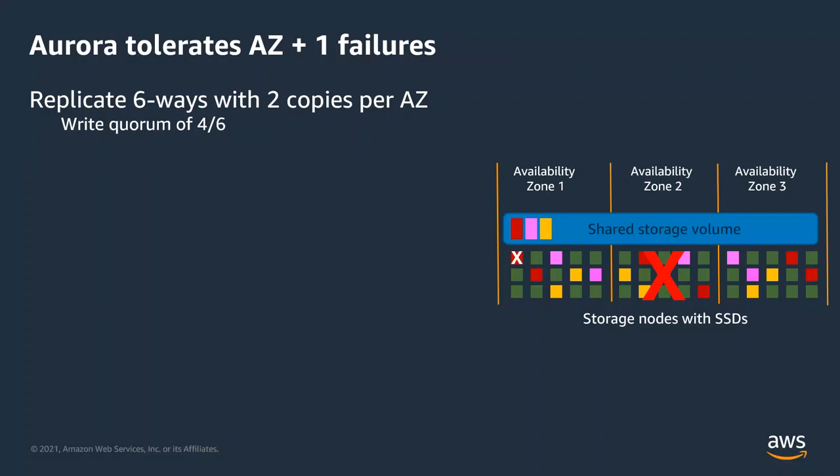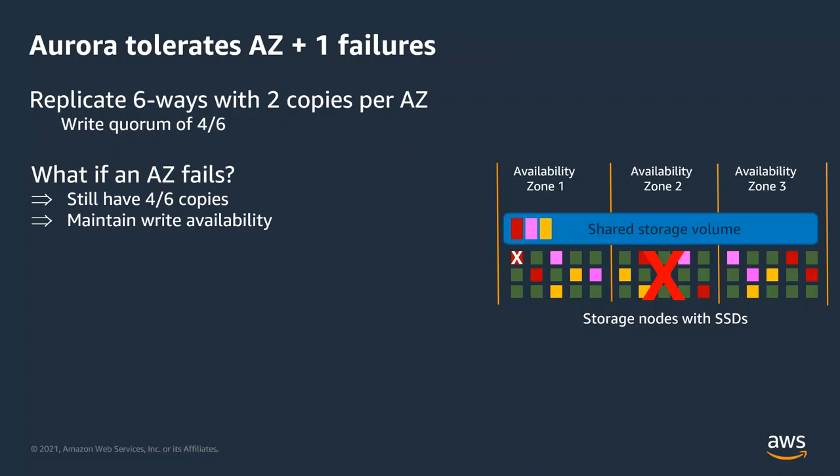The quorum is lost, and you might lose the data. So what we do in Aurora is, our design goal was to tolerate AZ plus 1 failure. So instead of making just 3 copies, we are making 6 copies, and we do a write quorum of 4 out of 6. You can see that there are 2 pink copies per availability zone, and so forth.